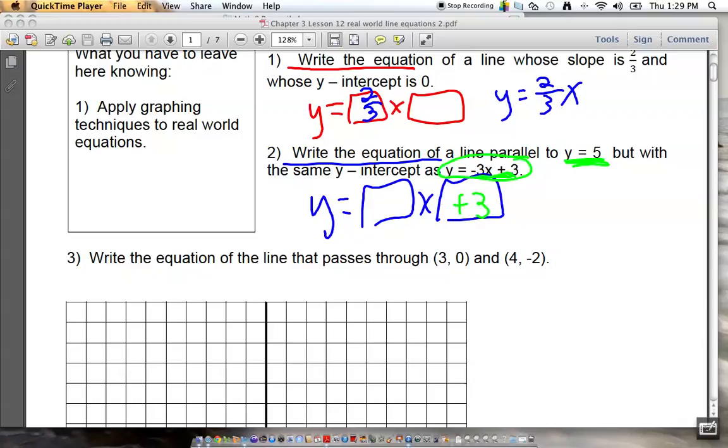And then it says it's parallel to y equals 5. Now, we haven't done any lines that look like this. What's the slope of this line? No, not 5 over 1. No. 0. Why is it 0? Where's the x? It's right there. There's no x at all. So what this really is, is y equals 0x plus 5. So if I graphed this line, I would begin at 5, and I would go up 0 over 1, up 0 over 1, up 0 over 1. So it's actually a perfectly horizontal line.